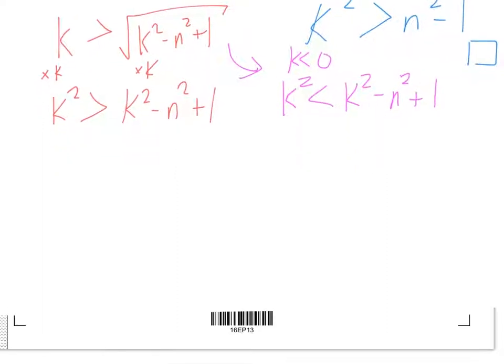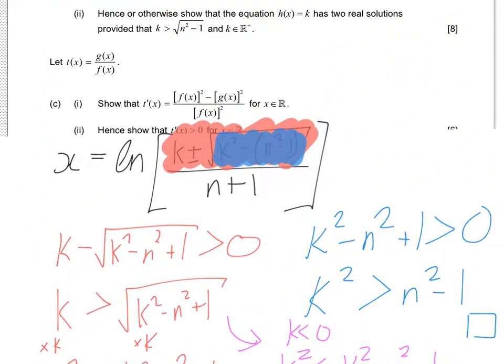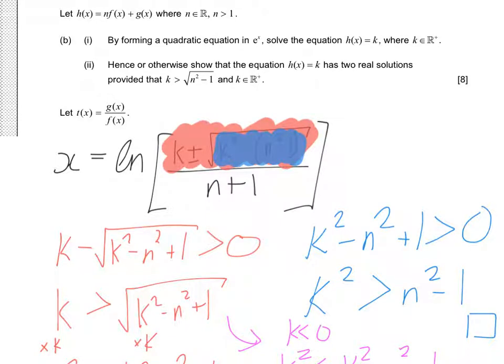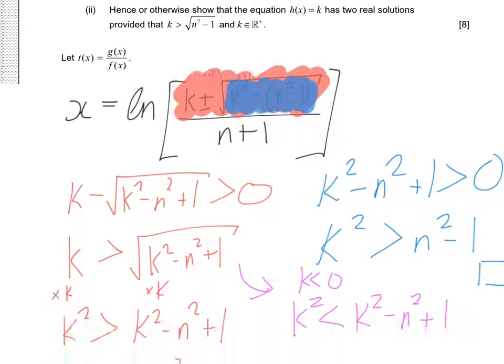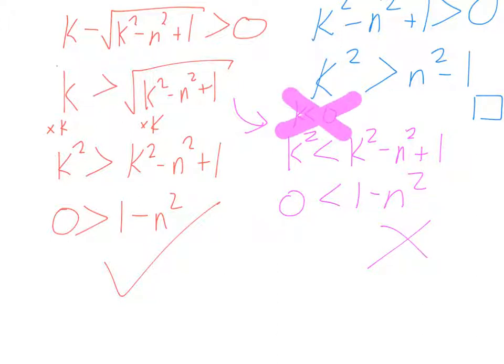So let's look at those two scenarios, the red one and the purple one. In the red one, we end up with 0 is greater than 1 minus n squared. Which is true because n is bigger than 1. It's given here, look. So that's always true. But this one gives us 0 is less than 1 minus n squared, and this is never true. So k can't be less than 0.